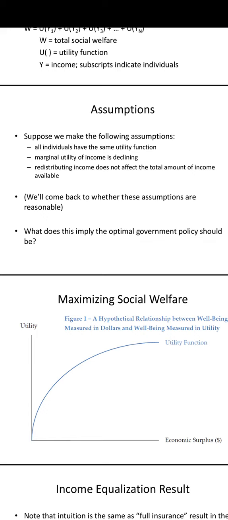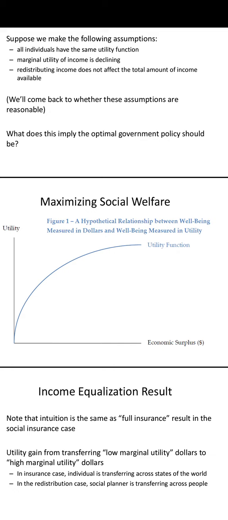What does this imply? The optimal government policy should be maximizing social welfare. Figure 1, a hypothetical relationship between well-being measured in dollars and well-being measured in utility. Utility on the vertical axis, economic surplus on the horizontal axis. Income equalization result.